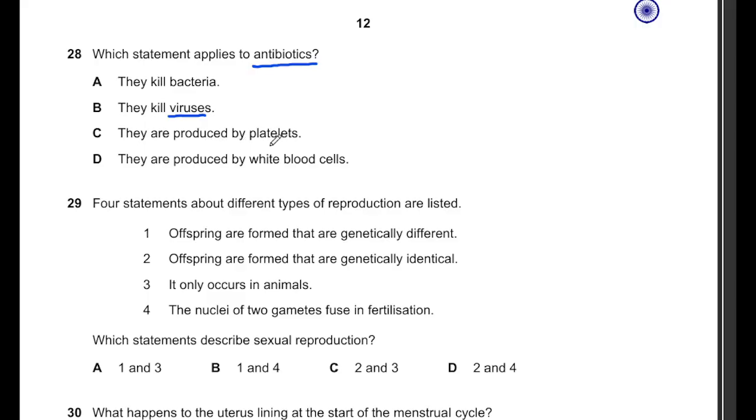They are produced by platelets. Antibiotics are drugs, so nothing to do with platelets. See how Cambridge puts the correct answer. If you just think logically, it's very easy to give the answer here.